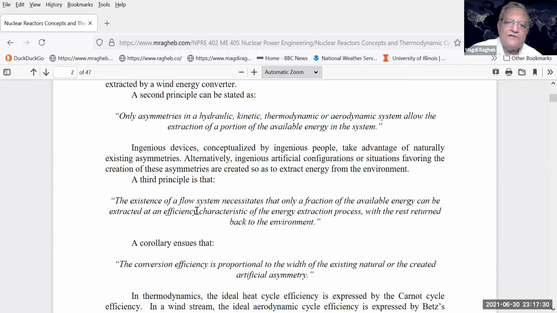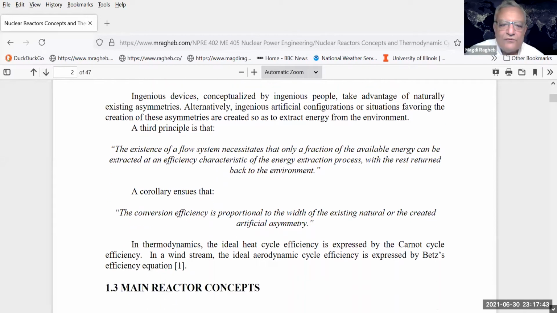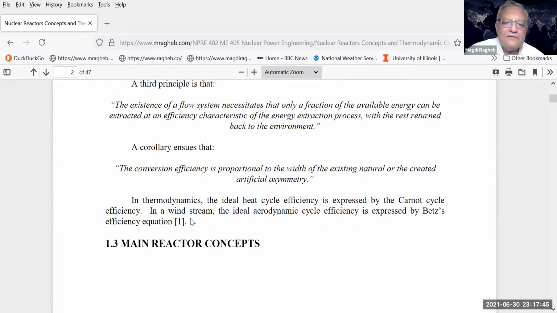So in that case, the efficiency basically is the fraction of energy that we can extract from the flow system, and the rest has to be returned back to the environment in one form or the other. Then we can have, in that case, a corollary to that third principle. You'll find that the conversion efficiency is proportional to the width of the existing or the created artificial asymmetry.